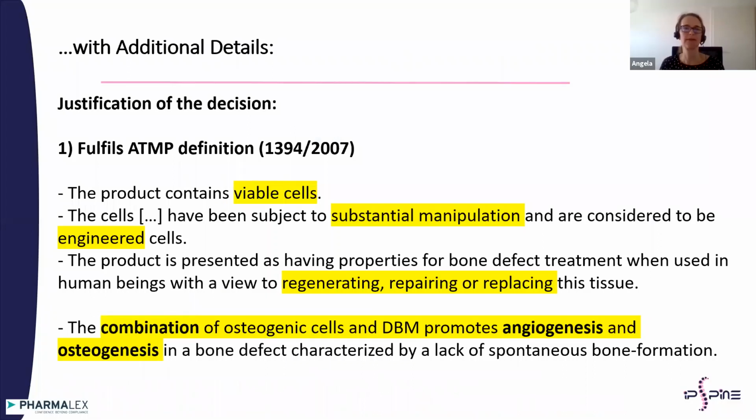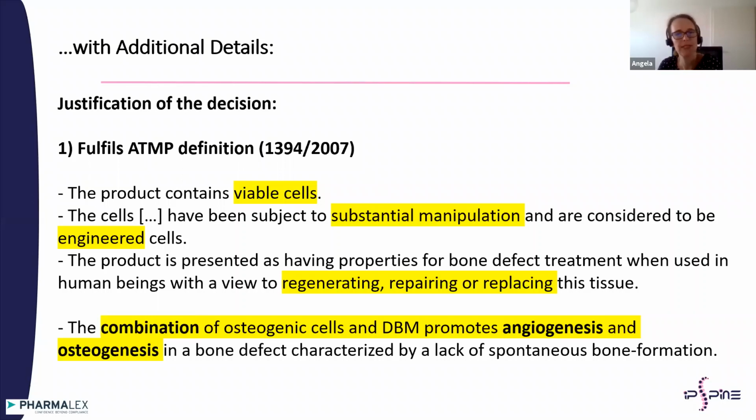This was justified very much in detail by the agency, so I can really recommend reading this example. It's very interesting, the way they think. Part 1 is just background that we know from the beginning of this talk. The cells contain viable cells. They've been substantially manipulated. They regenerate or replace or repair a tissue. So we very clearly have an ATMP, and we very clearly have a tissue engineered product.